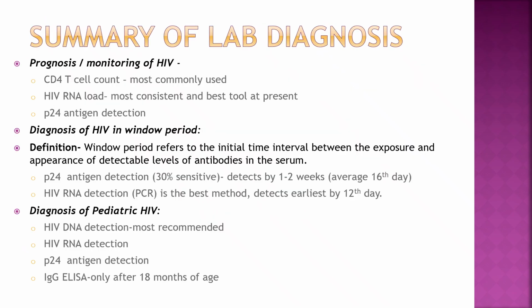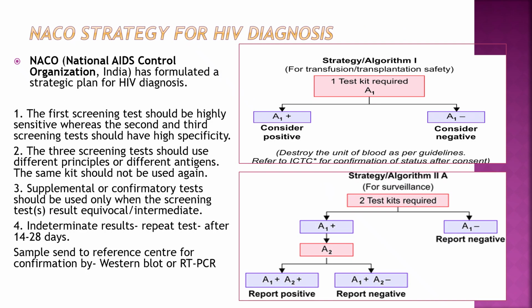Summary of lab diagnosis. For prognosis or monitoring of HIV, CD4 T cell count is most commonly used, HIV viral load, P24 antigen detection. Diagnosis of HIV in window period: window period is the initial time interval between exposure and appearance of detectable levels of antibodies in the serum. P24 antigen detection detects by 1 to 2 weeks. HIV RNA detection, a PCR based method, detects earliest by 12th day. Diagnosis of pediatric HIV: HIV DNA, HIV RNA, P24 antigen, IgG ELISA only after 18 months of age.